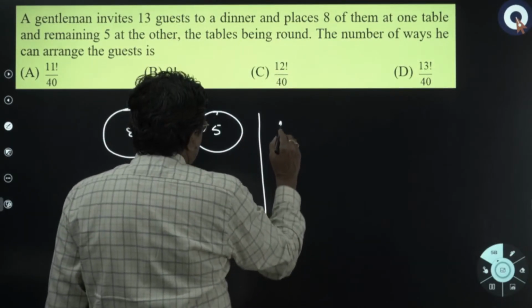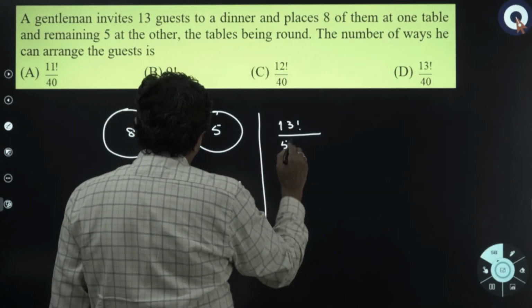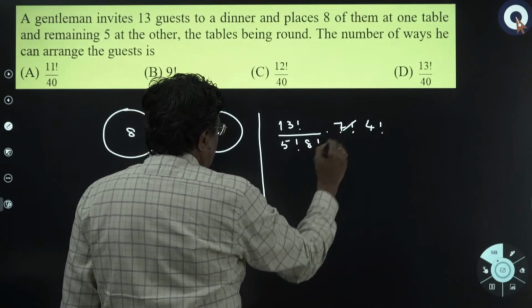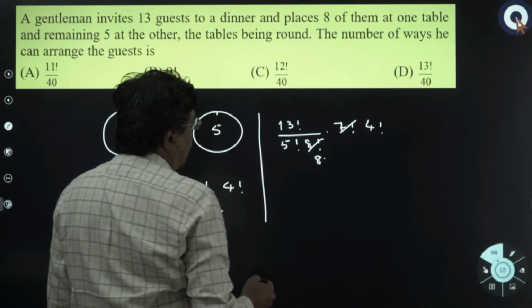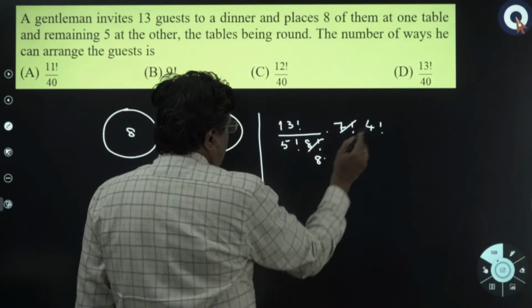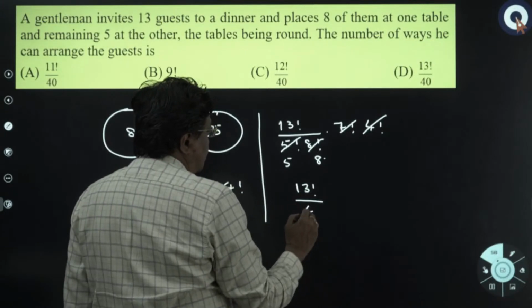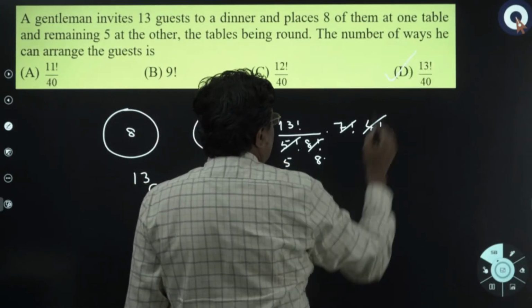So here this is 13 factorial by 5 factorial into 8 factorial, into 7 factorial into 4 factorial. So you get 8 here, and this 4 factorial goes here 5 times, and you get 13 factorial by 40. So 13 factorial by 40, so option D comes correct.